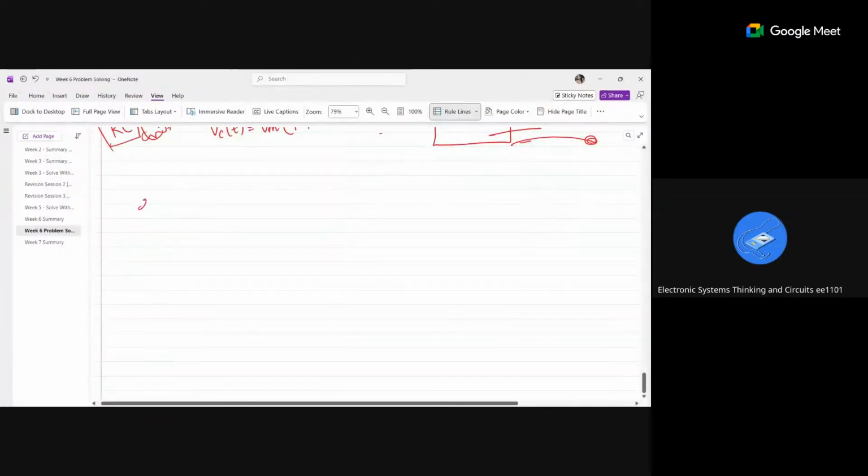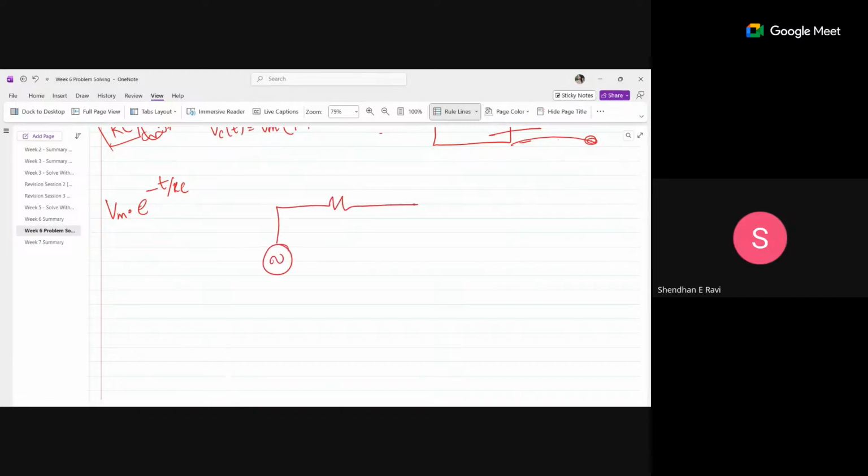You want to know why we will use e power minus t by RC, right? Yes, ma'am. What will the question mention so that we will have to use this formula instead of the other one?